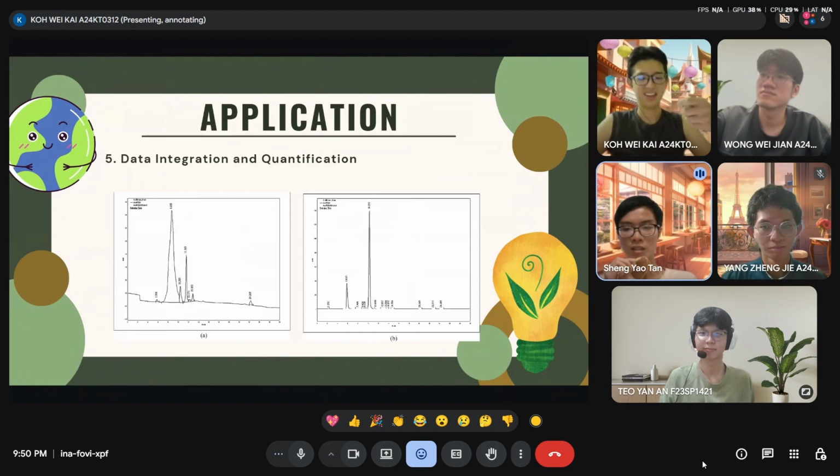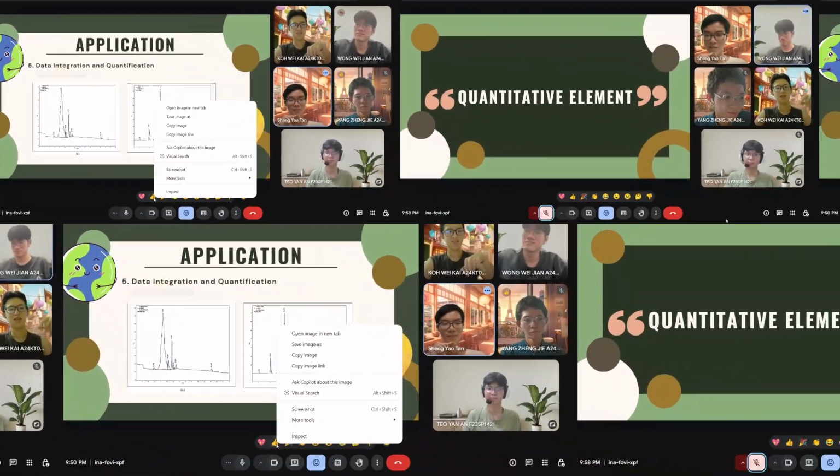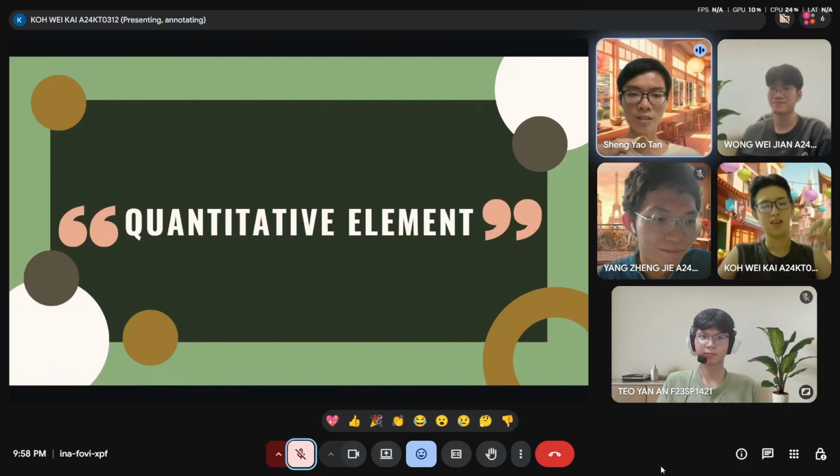Next is the data integration and quantification. The software will detect the purified antibody peak and integrate the area under the curve. This allows us to track the bioreactor's product yield. Mr. Zheng Jie, can you tell us about the quantitative element?